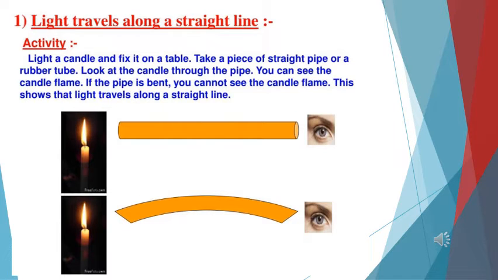In order to prove that light travels in a straight line, let us do an activity. So, if we take a candle and we take a straight pipe and look through it, then we are able to see the pipe. But if we bend this pipe, then we cannot see the pipe. Now, this makes it very obvious that we cannot see the light through a bent pipe because light travels in a straight line.